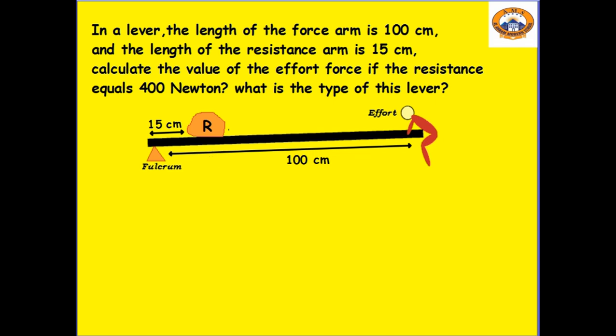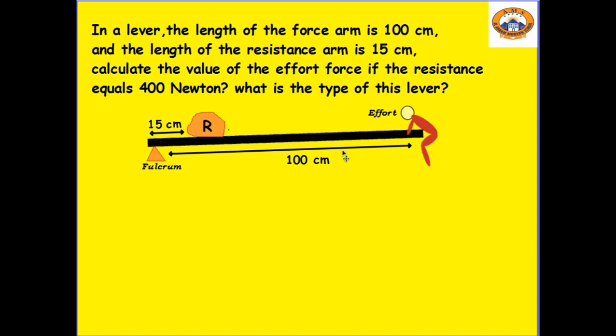Here we have the two arms given. We have the effort force arm, 100 centimeter, which is the distance from the fulcrum to the effort force. And we also have the resistance arm given, which is the distance from the fulcrum to the resistance. The resistance was 400 Newton. So we need to calculate the value of the effort force.